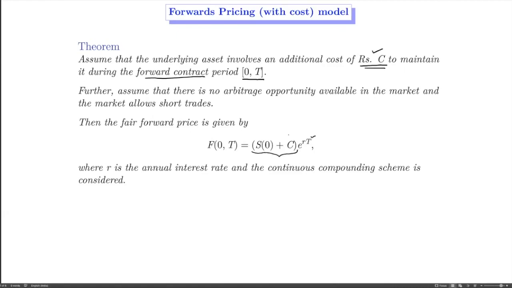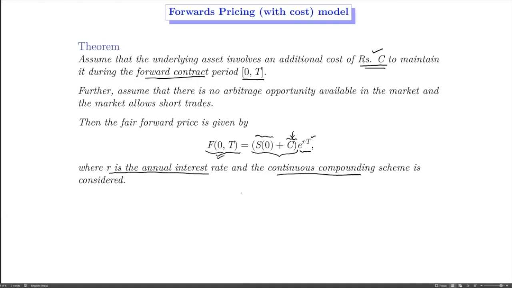If you recall, if this extra cost was not there, in the last theorem we have proved that the forward price is given by S of 0 into e to the power of RT in the case of continuous compounding with prevailing interest rate as R per annum. Now you are including the maintenance cost also. Therefore, you will have to make the total as the initial investment, and then that has to be accumulated to find the correct strike price for the contract.